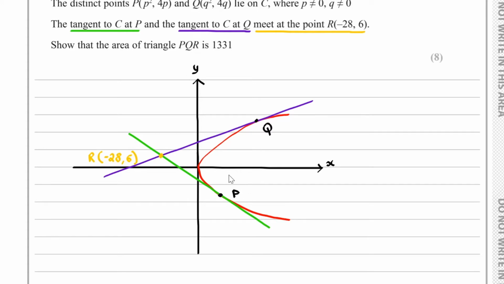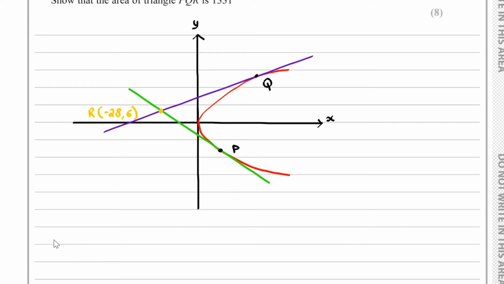Okay? So we need to, first of all, before we find the area of PQR, find the coordinates of P and Q. Now, let's do that by working out an equation for the tangent at P and Q. If we consider this point P with coordinates p squared, 4p, the reason I've not written p squared, 4p over here is that I'm going to write the exact numerical values of those coordinates once I've worked out P and Q.